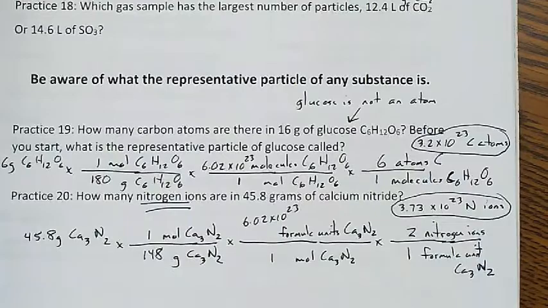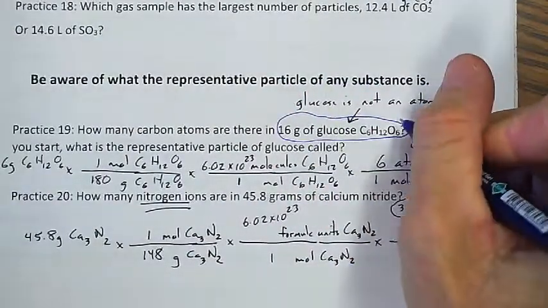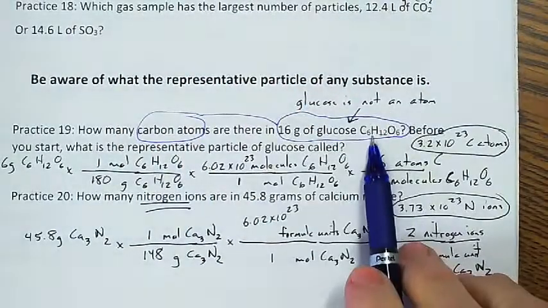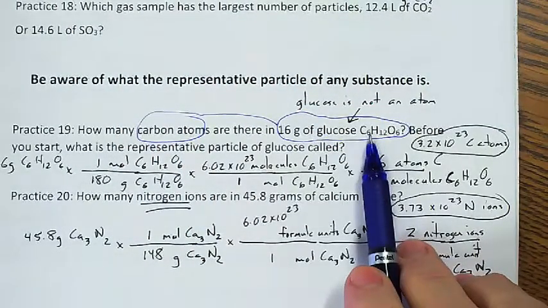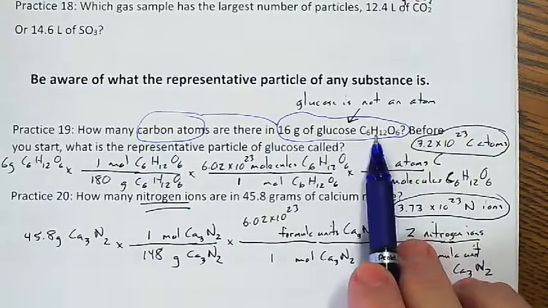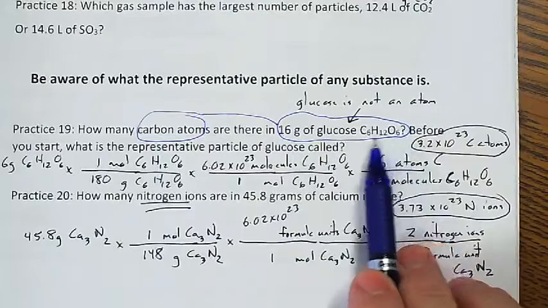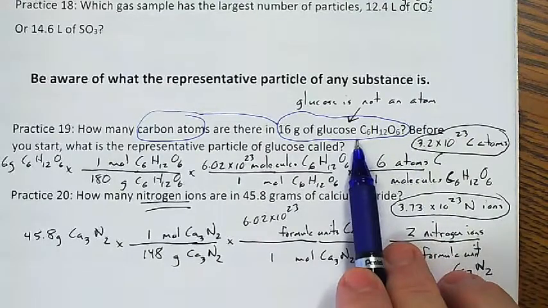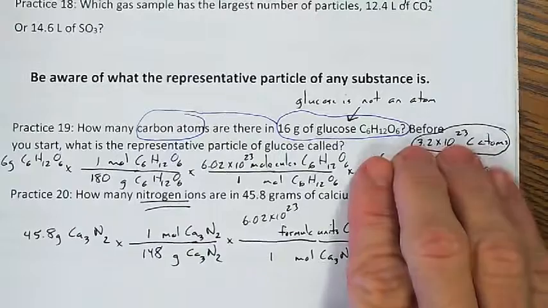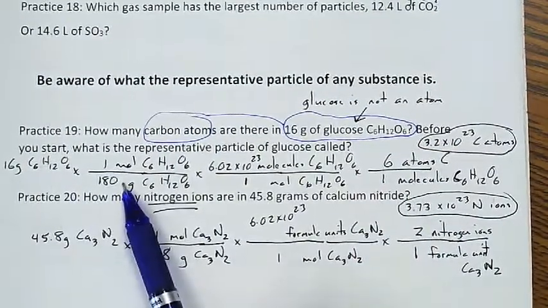If you're starting off with 16 grams of C6H12O6 and they want carbon atoms, if what you're starting with is not an atom, in other words, what is that? Is that an atom, a molecule, or a formula unit? That's a molecule. We can do this problem then from grams to molecules in 2 steps. That gets us from grams. We divide by the molar mass.